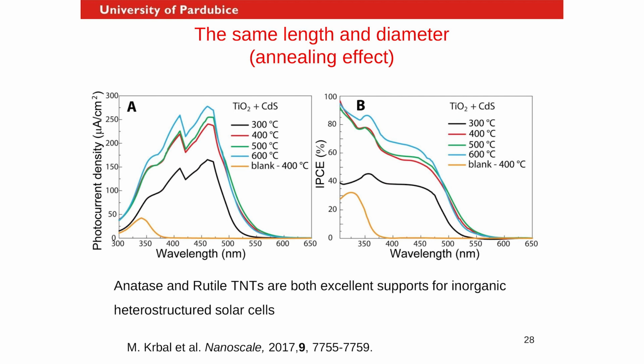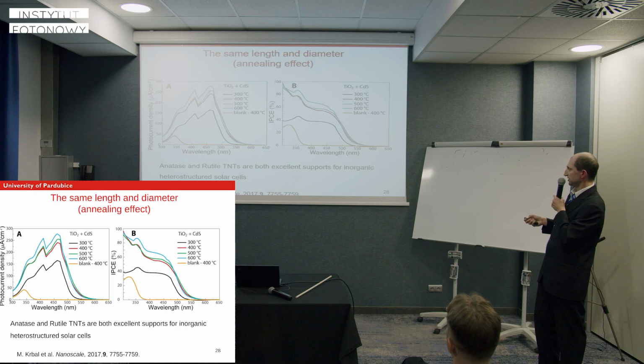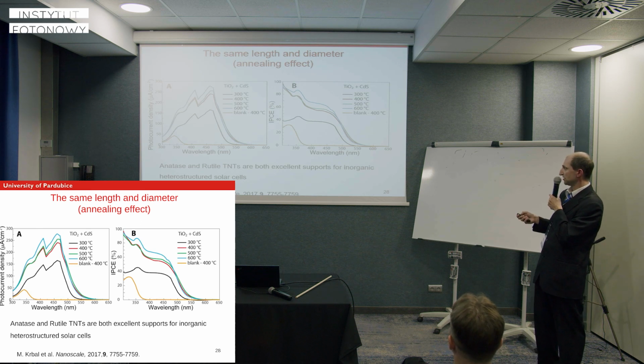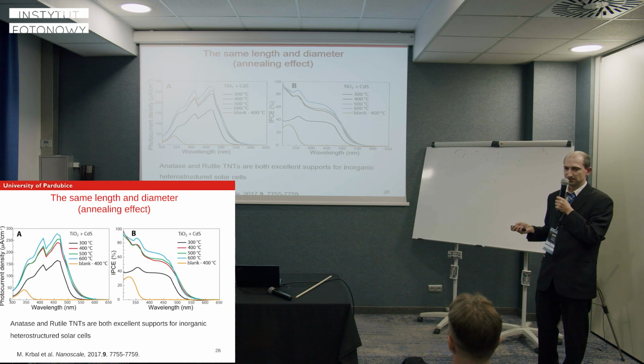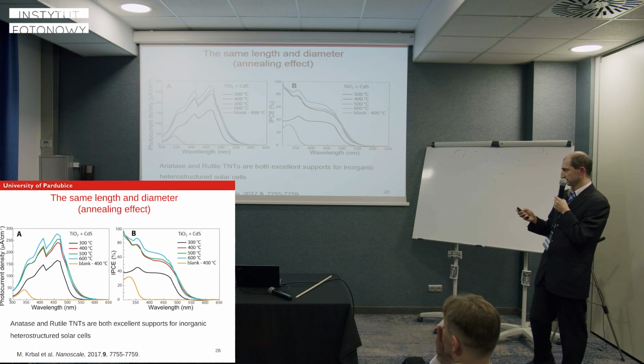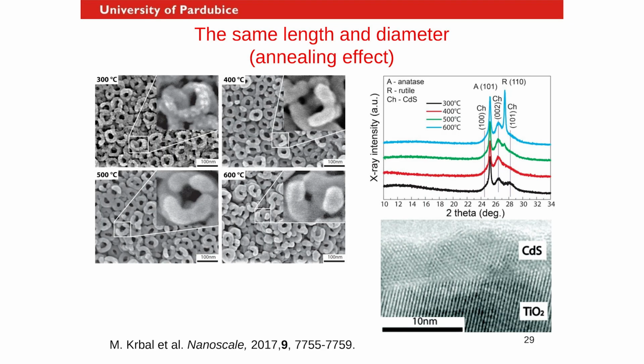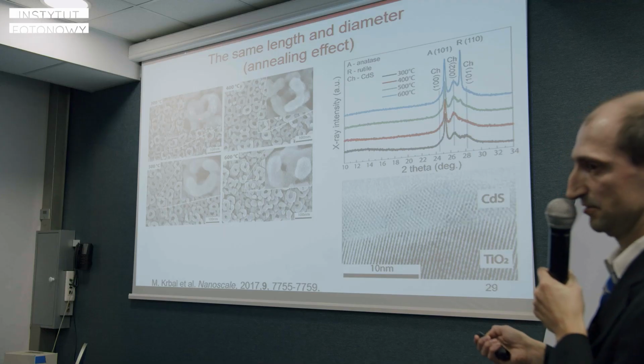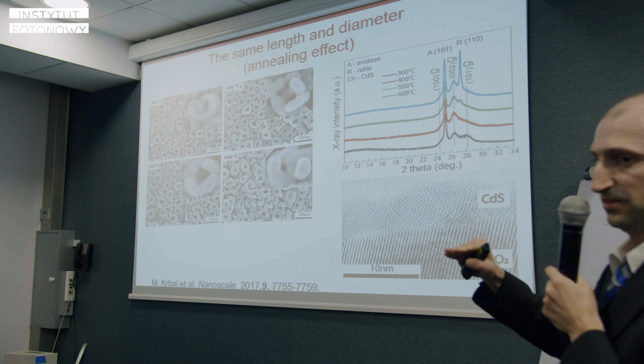When we preheated to 300, this is the IPCE value, 405, and for 600, we have one of the best signals ever. So we believe that rutile can also be a good support. And the reason why, if you look here: this is an SEM of samples decorated by cadmium sulfide on samples preheated to 300, 400, 500, 600. Here you can see that there are particles on top. That's the reason why we have a lower IPCE value.